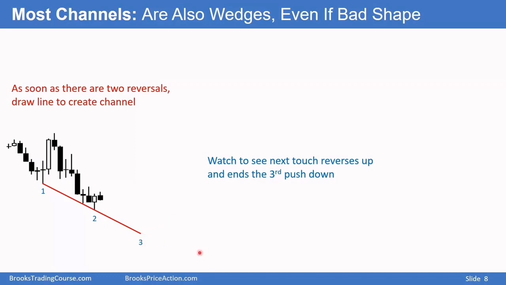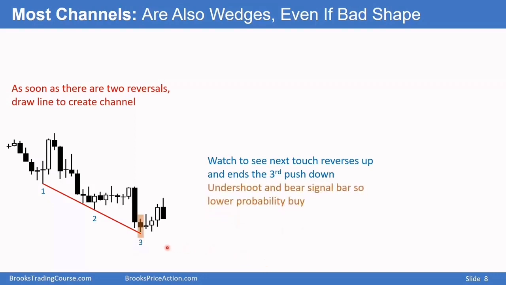Do we reverse up? We went sideways and we had another bear breakout, but look what happened when we got right next to the line. We have a doji bar, and then we have a micro double bottom. I think of this as a wedge, even though the shape of it is not all that good. The third push down did not quite reach the line, and therefore you have to be wondering, are we going to go a little bit lower?